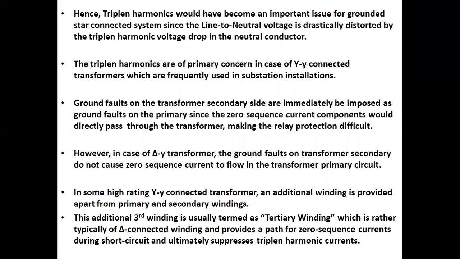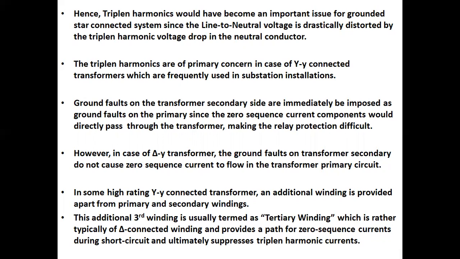Hence, triplen harmonics become an important issue for grounded star connected systems, since the line to neutral voltage is theoretically and drastically distorted by the triplen harmonic voltage drop in the neutral conductor. The triplen harmonics are of primary concern in the case of star-star connected transformers, which are frequently used in substation installations. Ground faults on the transformer secondary side are immediately imposed as ground faults on the primary, since the zero sequence current components directly pass through the transformer, making relay protection difficult.